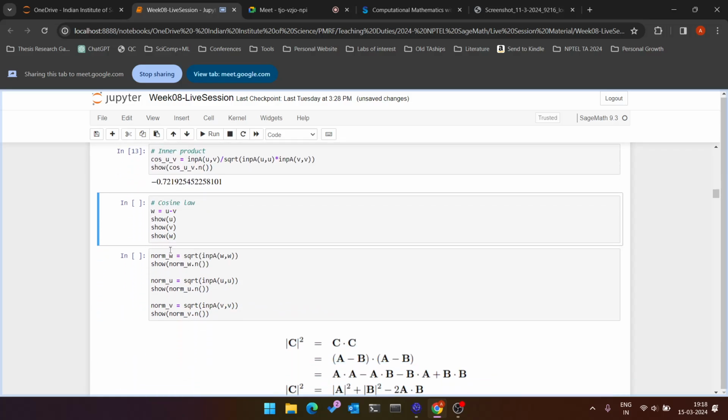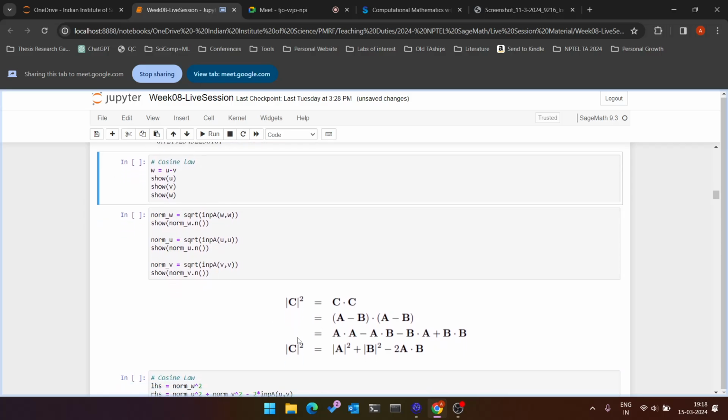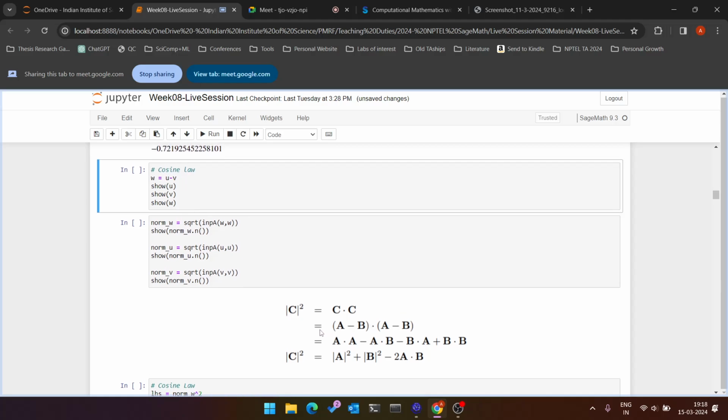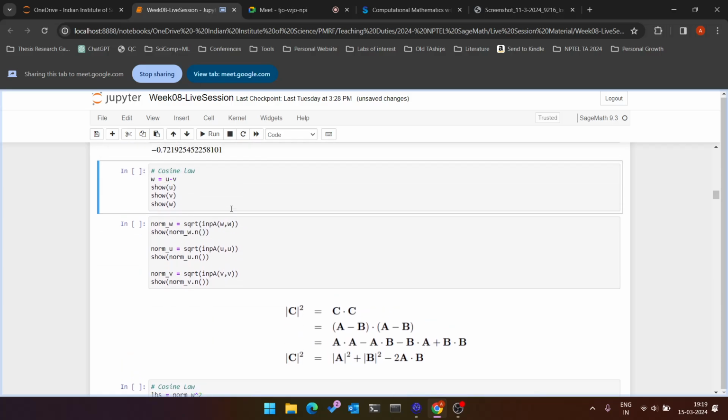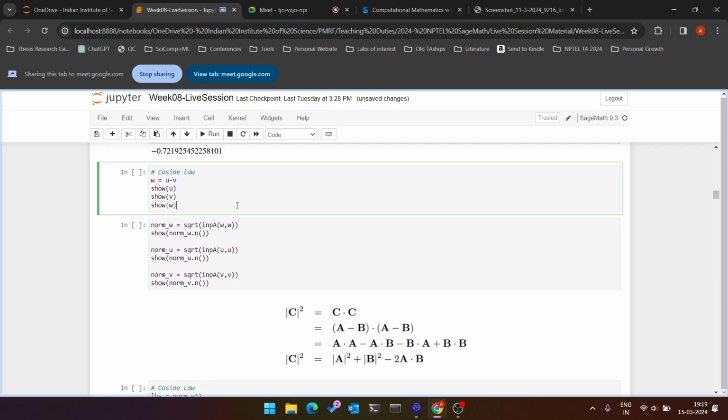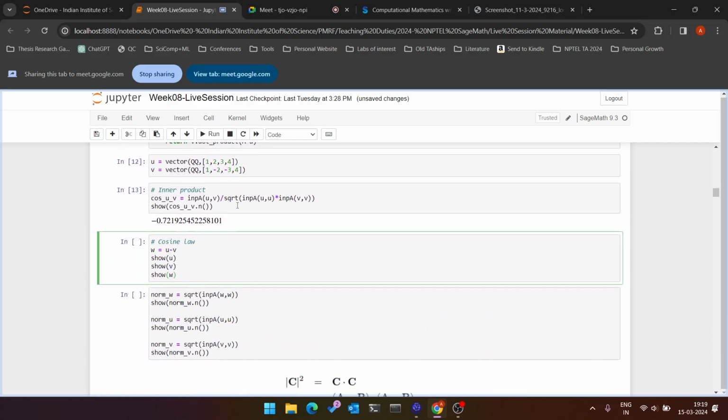Next, we want to see the cosine law. So the cosine law in a nutshell looks like this, where suppose you have two vectors A and B, then the third side connecting those two vectors C can be defined as A minus B, and the norm of C basically follows this equation where norm of C squared is norm of A squared plus norm of B squared minus twice the inner product of A comma B. If this is an inner product space, we should be able to satisfy this relation. So that is why we have been asked to check this.